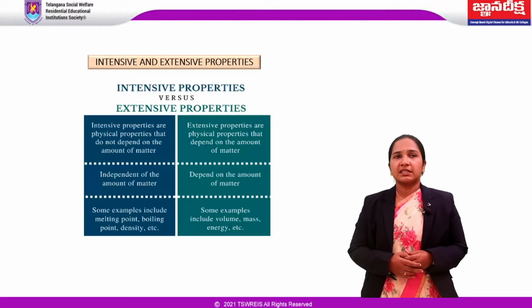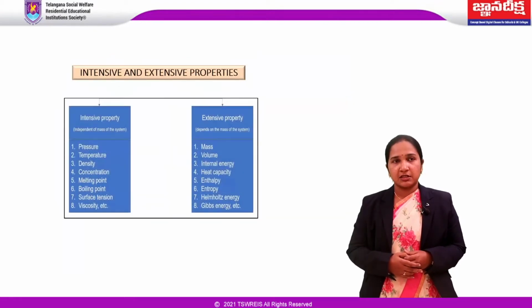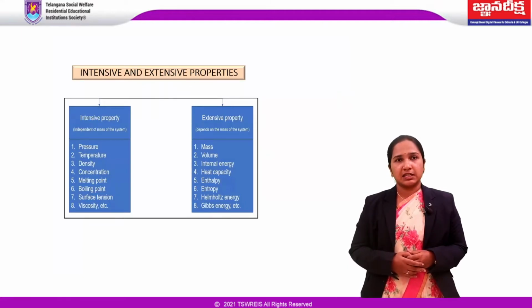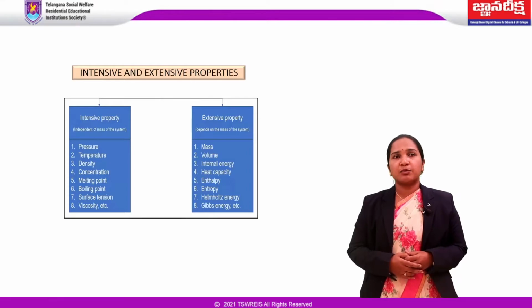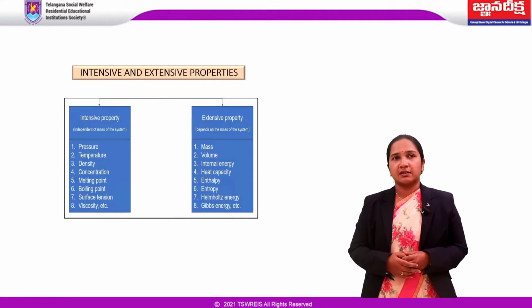So these are the major examples of intensive and extensive properties. Under intensive properties, the examples are pressure, temperature, density, concentration, melting point, boiling point, surface tension, viscosity, etc. Under extensive properties, the examples are mass, volume, internal energy, heat capacity, enthalpy, entropy, Helmholtz energy, Gibbs free energy, etc.